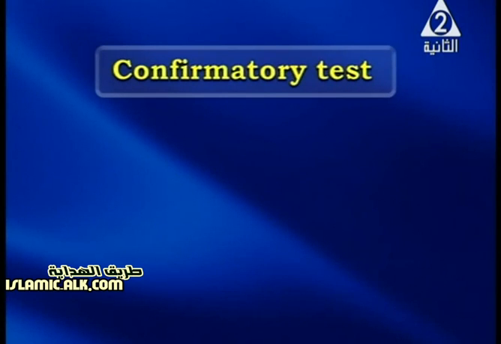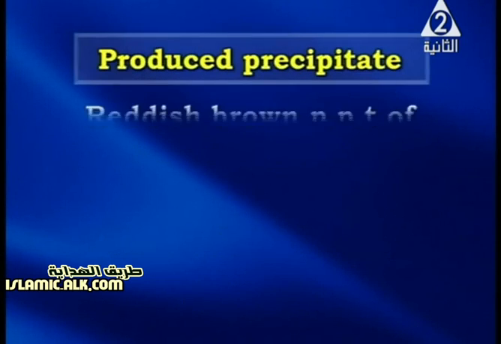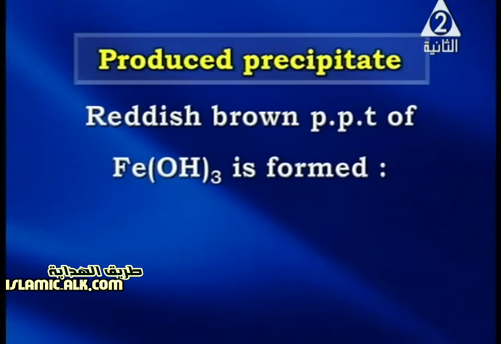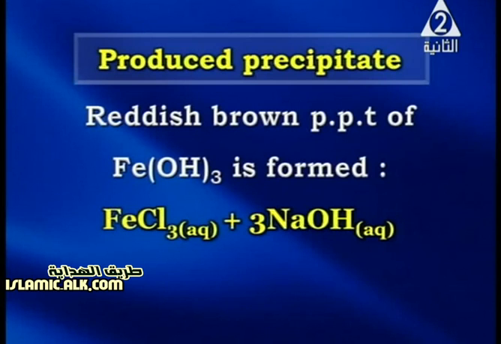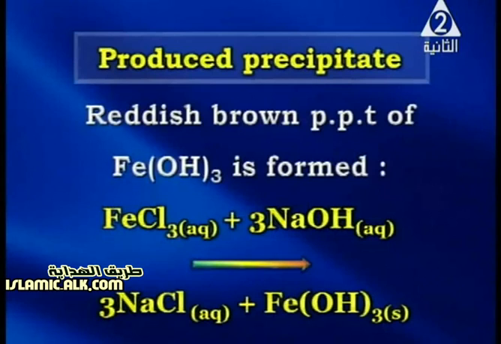Here is the confirmatory test: take the salt solution of iron 3 and add sodium hydroxide solution. The produced precipitate is a reddish brown precipitate of iron 3 hydroxide. As the equation proceeds on the screen, iron 3 chloride FeCl3 aqueous solution plus sodium hydroxide solution gives sodium chloride solution and a reddish brown precipitate of iron 3 hydroxide, as the following animation will show.